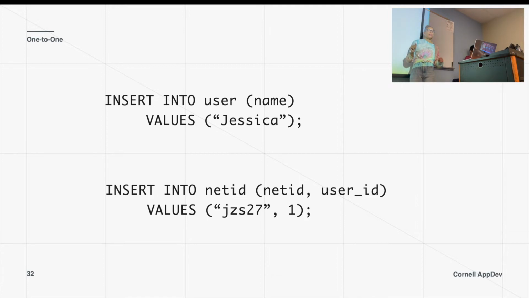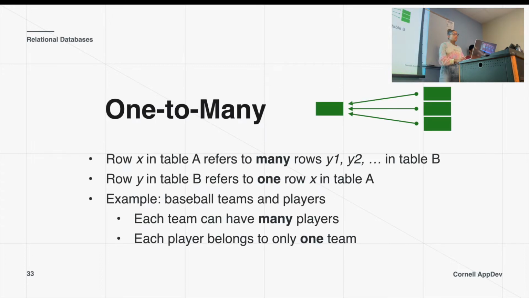Does anybody have any questions? Okay, awesome. We're then going to move on to our second type of relationship called a one-to-many relationship. So one row in one table can refer to several rows in another table. A good example of this is baseball teams and players. So one team can have many players, and those many players belong to one singular team. Each player belongs to one team. So it's one team, many players. So it's one to many.